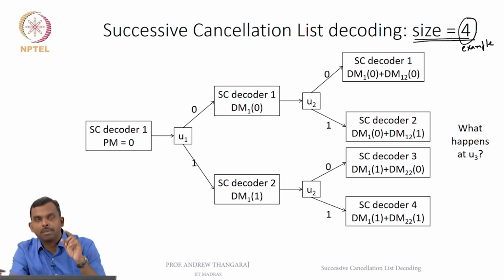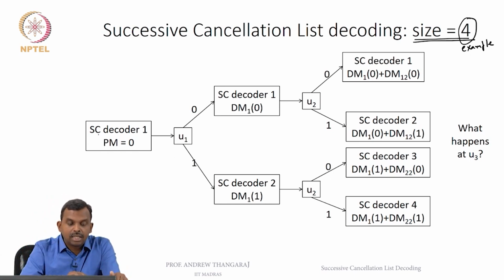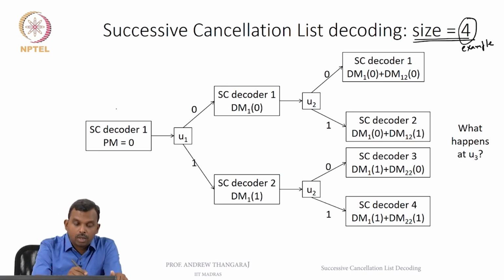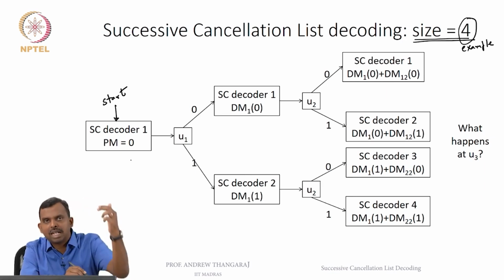I kept saying for every decision you can decide either 0 or 1. But if you keep on doing it, the number of possible paths will quickly diverge. At the first place it will diverge into 2. That's what is shown here. Initially you start with a single successive cancellation decoder. This is your initial starting point, and you have a path metric of 0. You're not making any decisions. You're starting from the root.